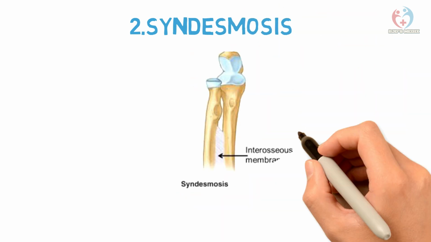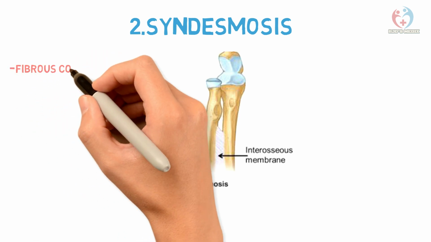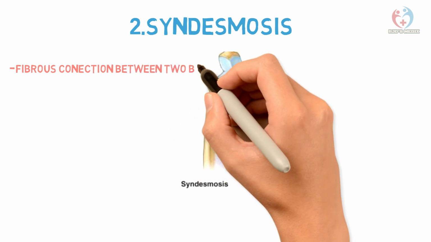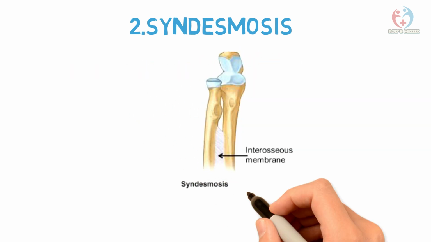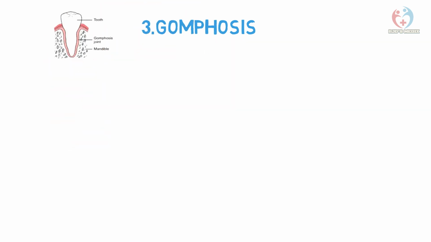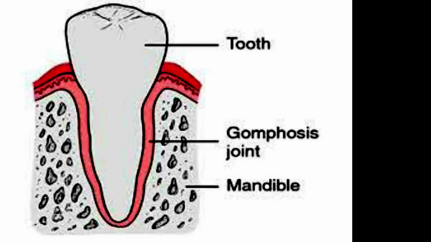Syndesmosis means a fibrous membrane between two bones. It is termed as syndesmosis joint. Typically, an example is the interosseous membrane which lies between the radius and ulna bone. Another example of syndesmosis is the talocalcaneal ligament. Now, gomphosis. Gomphosis is a joint between two bones, and the typical example of gomphosis is the tooth and socket.